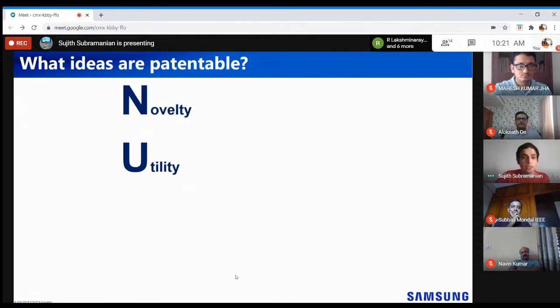Next, utility. Utility means the idea has to be useful. It has to have an industrial application, which means the idea has to have some significance when it is applied in an industry.